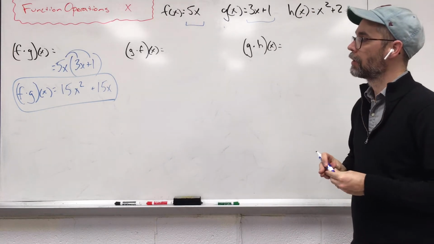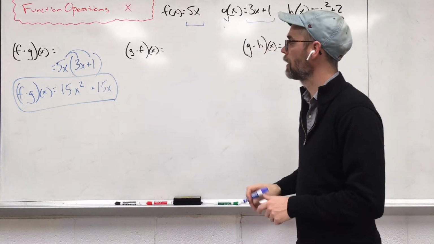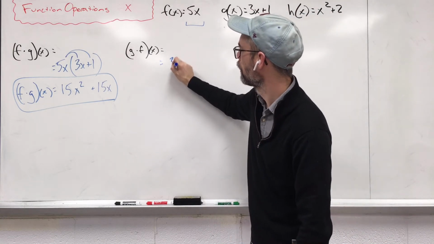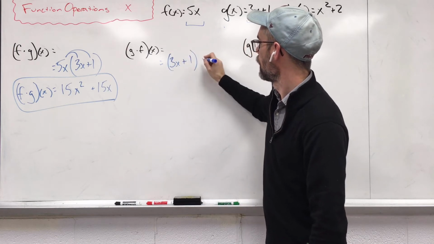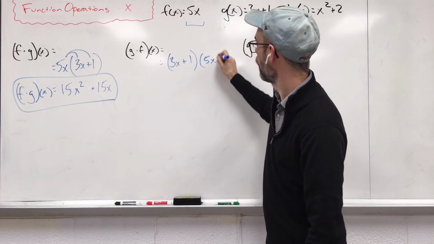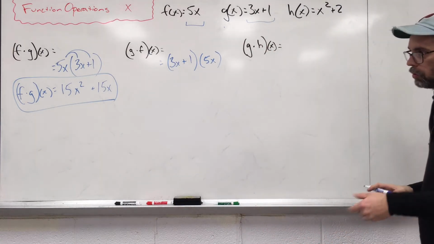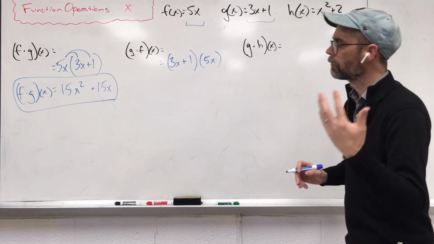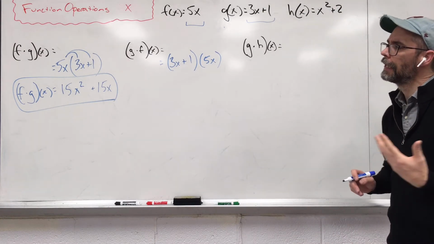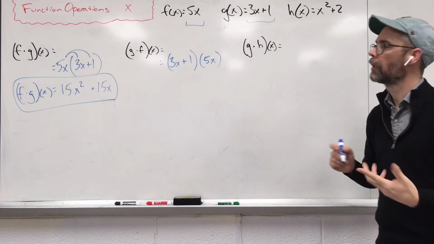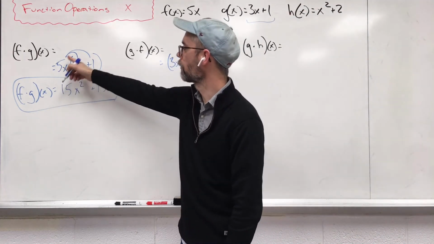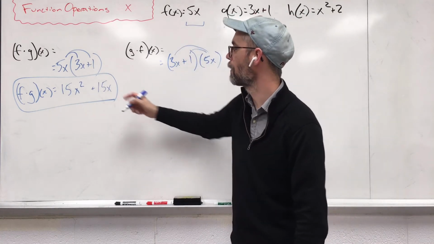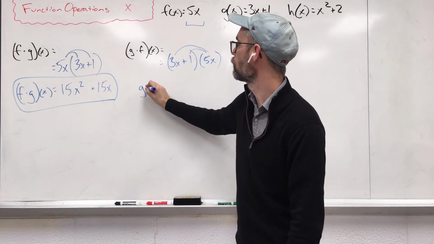What happens when we have g times f? Does anything change? Well, the order changes, but does anything else happen? 3x plus 1, and then our f is 5x. So looking at the first problem and the second problem, we just kind of switched the order. If you remember back to the commutative property, it doesn't matter which way that we're multiplying, you're still going to get the same answer. So here we distributed 5x from the front. Here we're going to distribute 5x from the back, and you're still going to come up with the same answer here. So it does not matter when we're multiplying.